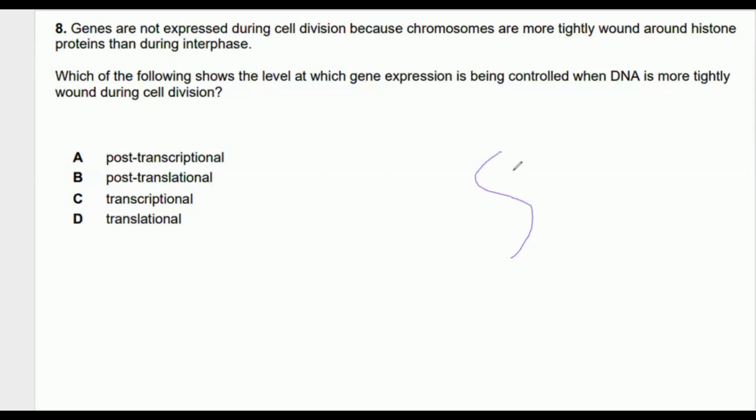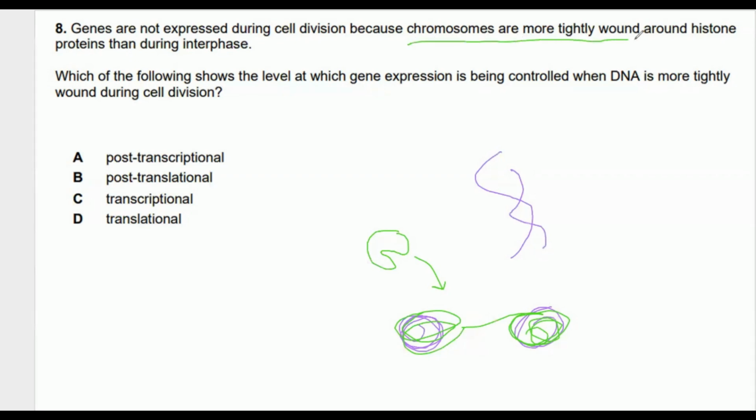So your DNA is wound around histones. What that means is your histones, I think of them as like cotton wheels. They're actually proteins, and the DNA is wound around them. So if the DNA is tightly wound around them, then the RNA polymerase cannot access the DNA and transcribe the genes. So what they're saying is that the chromosomes are more tightly wound around the histone during cell division. This means that you can't transcribe the DNA.